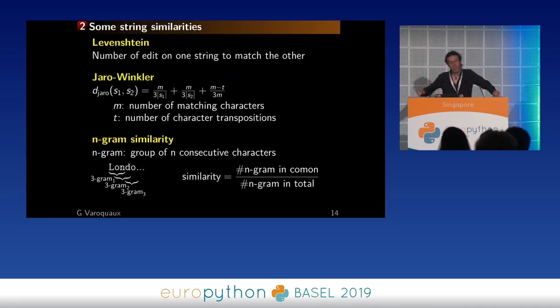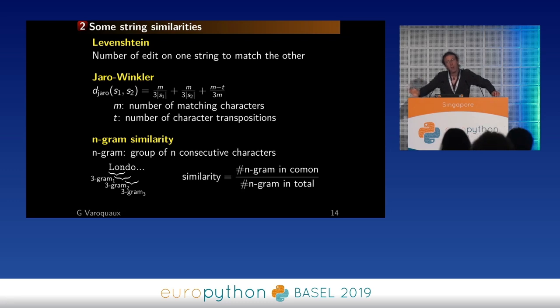So there are different string similarities that we could be using. Maybe the most well-known one is the Levenshtein distance. The Levenshtein distance is basically the number of edits that we need to do to one string to match the other. And that's really a classic one. There's the Jaro-Winkler distance. It's the number of matching characters renormalized by the number of character transpositions. It's well used in the database community.